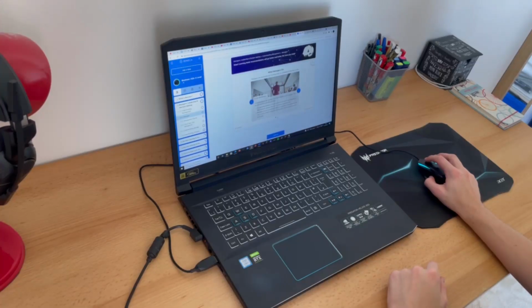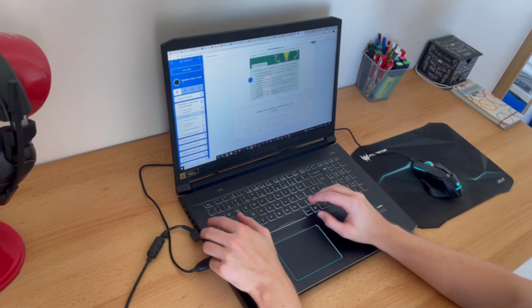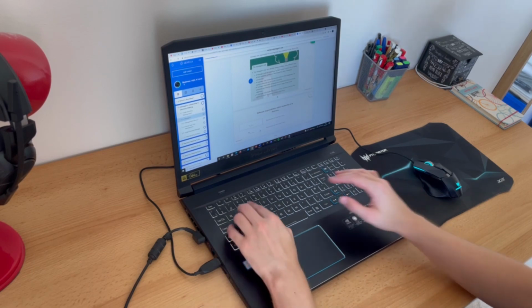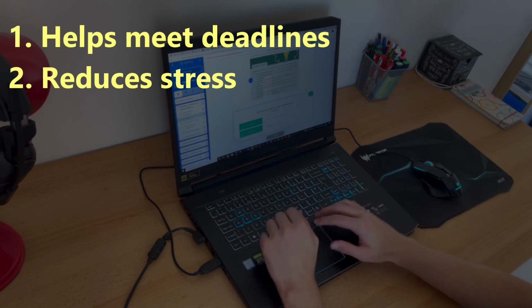Now, one of the best habits I've ever made is to come home from school and complete my homework and assignments the day that they are set. This way, if you ever get stuck, you have time to ask your friends or teacher for help, which allows you to meet the deadline. It also reduces your stress because you don't have to think about it for the rest of the week.